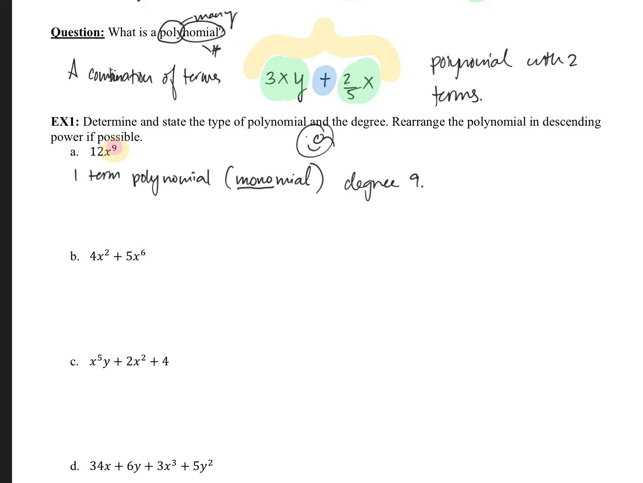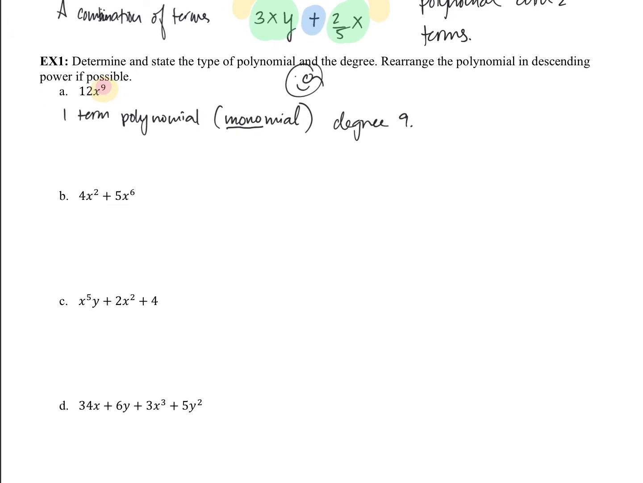Alright, so we've looked at monomials. Let's take a look at the next one. Ooh, I do see a plus sign. So we have two terms going on, the 4x squared and the 5x to the 6th power. So this is a two-term polynomial. And another name for this would be a binomial, where the word bi, if you recall, means two, like bicycle, two wheels. Alright, so we have a two-term polynomial, also called a binomial, and what is the degree?